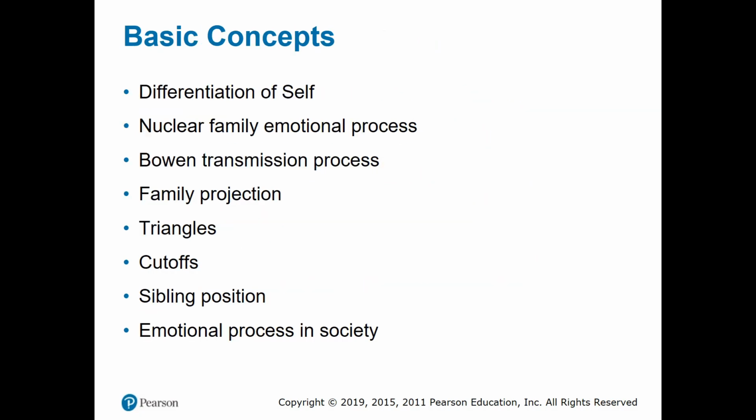Some of the basic concepts are the differentiation of self, the nuclear family emotional process, Bowen transmission process, family projection, triangles, cutoffs, sibling position, and emotional process in society.